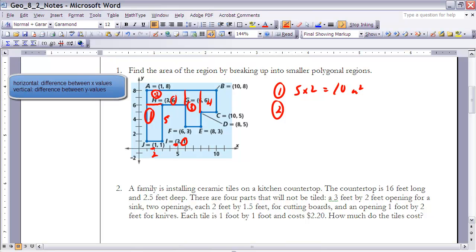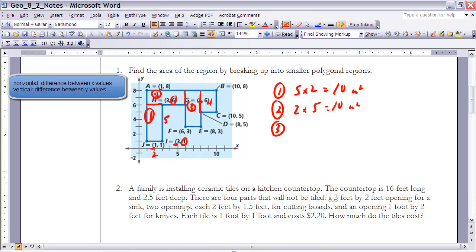So if I look at rectangle 2 here, vertically, I'm going from 8 to 6, so that would be 2 units. And horizontally, the furthest left I'm at is 1, and the furthest right I go to is 6. So the difference between 1 and 6 gives me 5 units as well. So that rectangle actually has the exact same area of 10 square units. Okay? Now let's take a look at rectangle 3 and find its area.